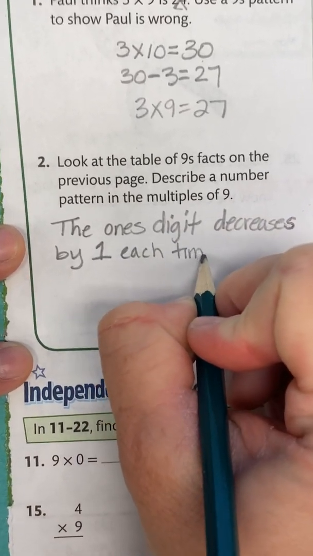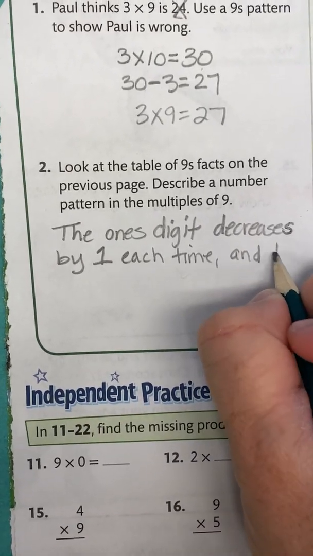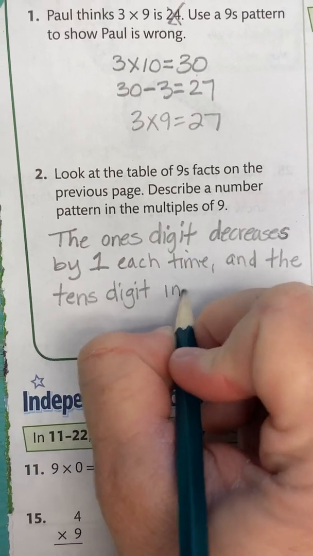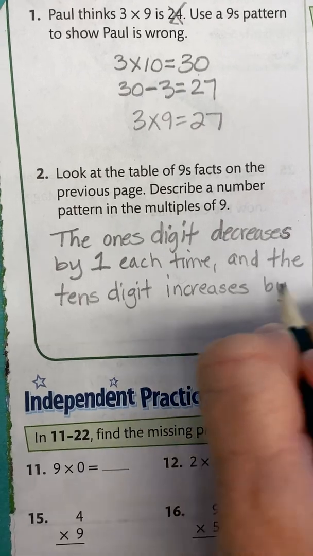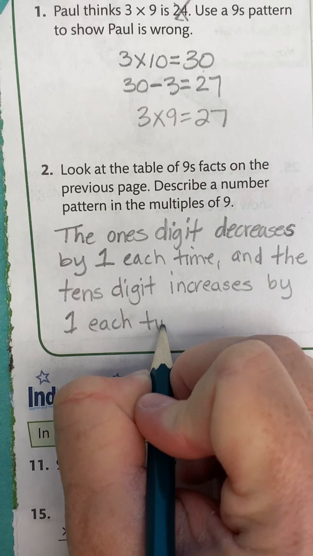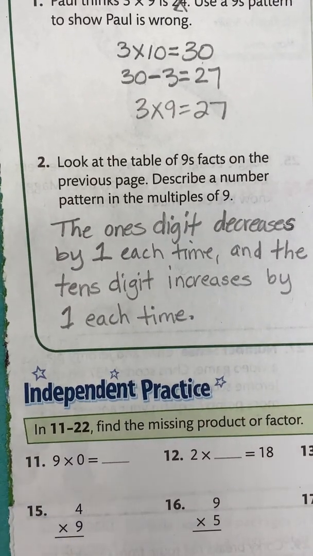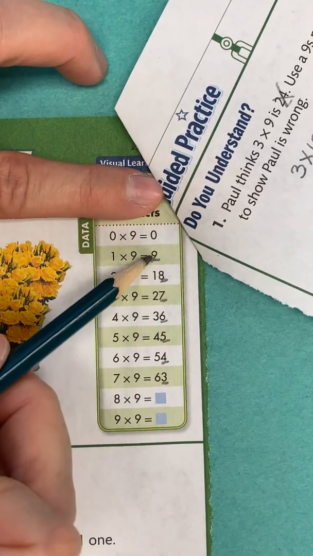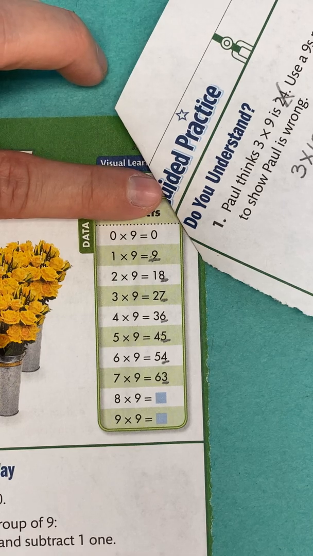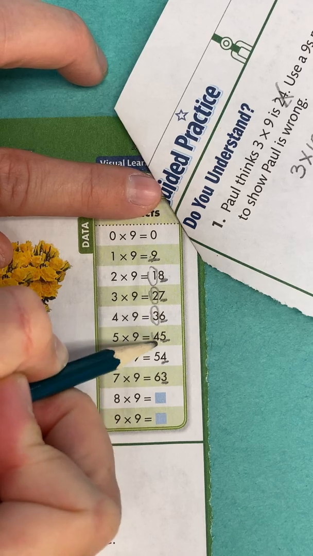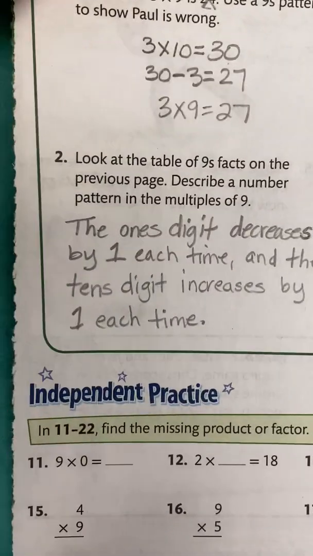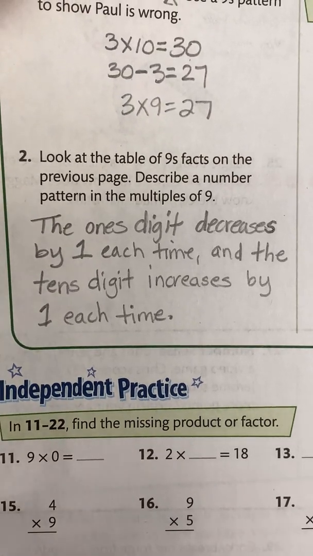each time, and the tens digit increases by 1 each time. Okay, so again, that ones digit decreases. That ones digit right here decreases by 1 each time. 9, 8, 7, 6, 5, 4, 3. And the tens digit increases by 1 each time. So that is the pattern that I wrote down, the pattern that I notice when I look at that nines facts data table.